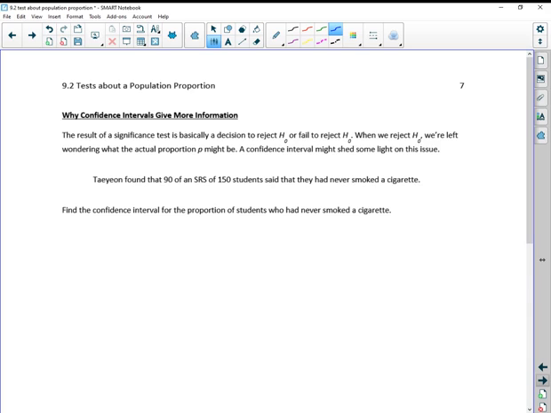But so here he goes out to this high school, and here's the same exact situation with the 90 students who never smoked a cigarette out of the 150 surveyed at his high school. Remember, our conditions were met. Of course, if I was doing these conditions with just this data, I would have been using my p hat and my q hat, because I wouldn't have had the p and the q. But if you have p and q, you're going to check your conditions using those.